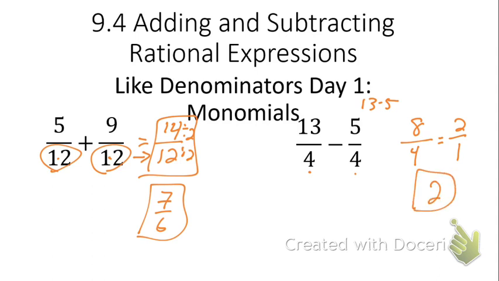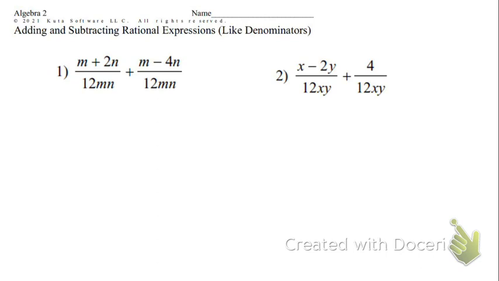All right, so as your warm-up, here we go. These have the same denominator. We're going to do everything we can. We're going to add first, and then we're going to try and simplify if we can. So with addition, since they have the same denominator, I'm just going to go ahead and rewrite 12mn right here.